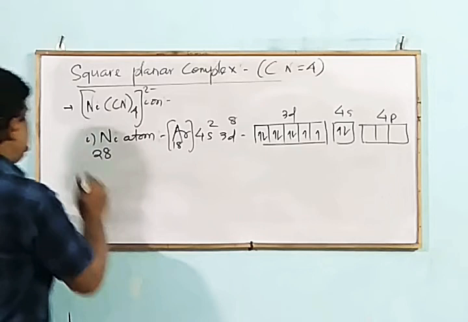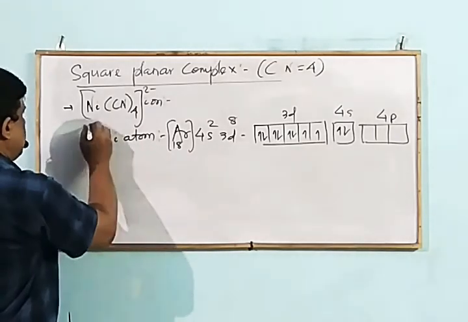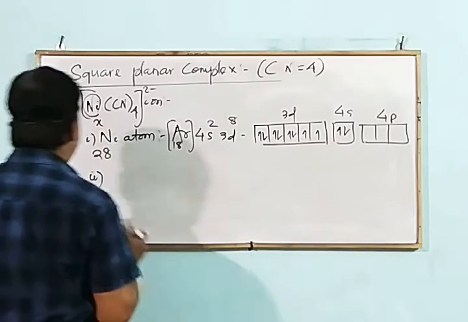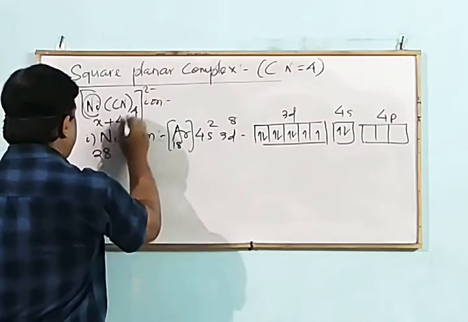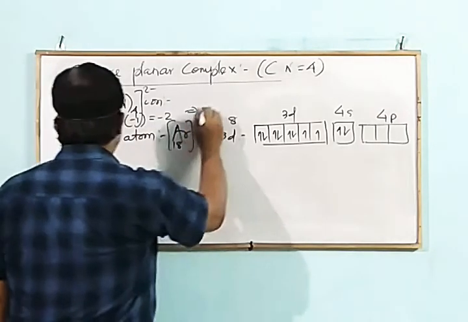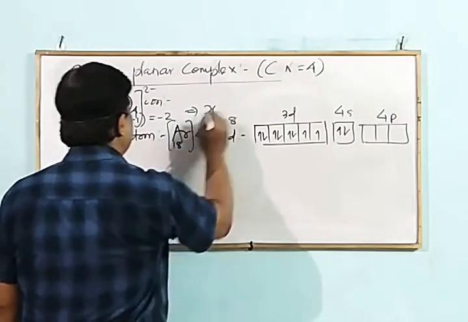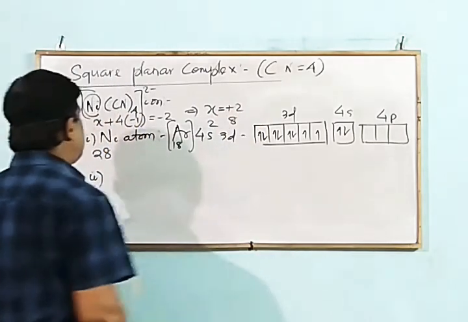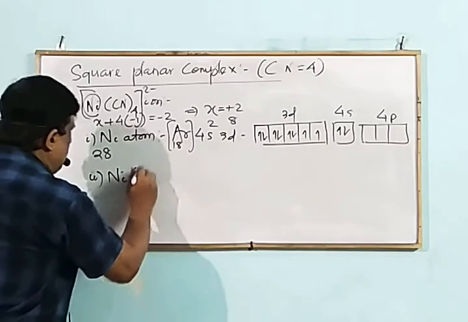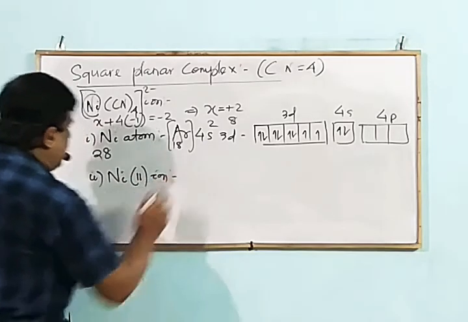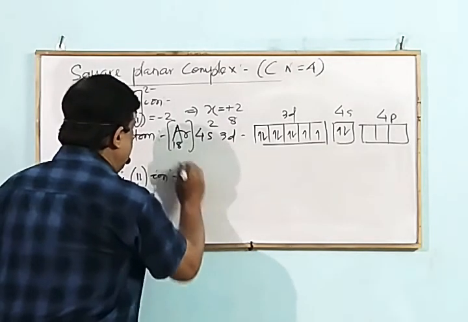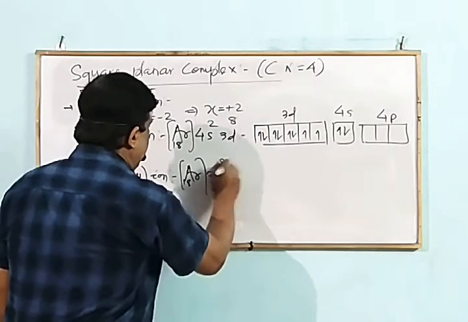And from this electronic configuration, we have to calculate the oxidation number. This is the central metal atom, that is X. X plus 4 into minus 1 is equal to minus 2. On solving, X is equal to plus 2. That means nickel is present in the Ni2+ ion, in the +2 oxidation state. The electronic configuration is argon 18, 3d8.